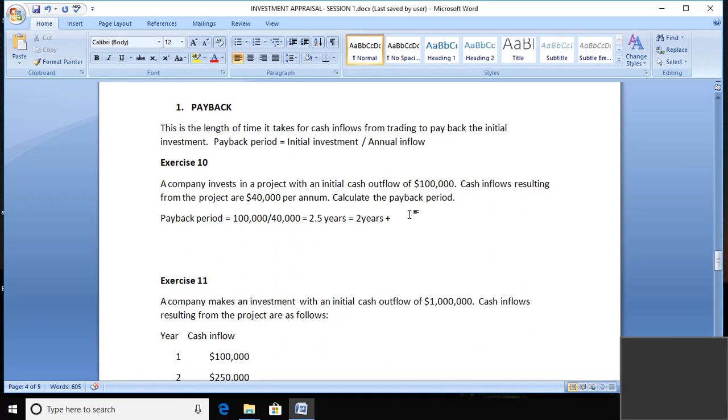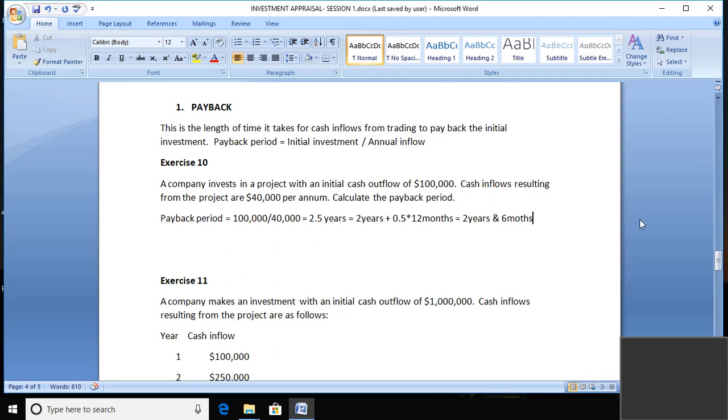We know that there are 12 months in a year, so we get 50% of that. That is going to be 0.5 multiplied by the 12 months of the year, that makes 1 year. So at the end of the day, we are going to have 2 years and 6 months. So the payback period for this project will be 2 years and 6 months.